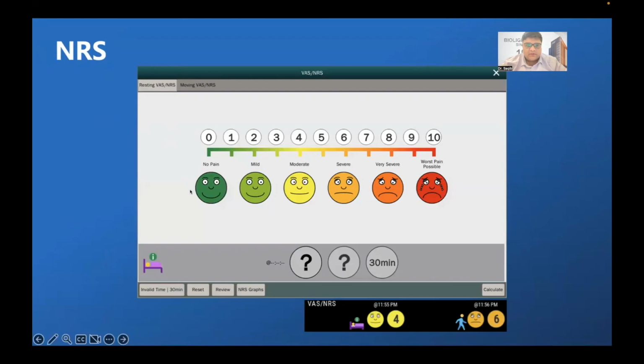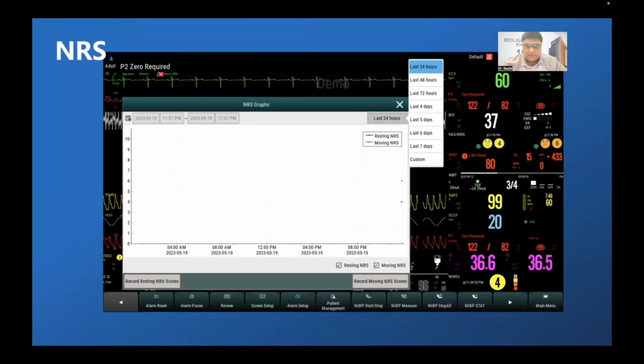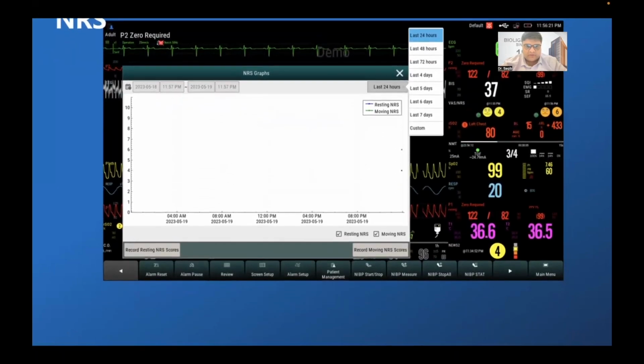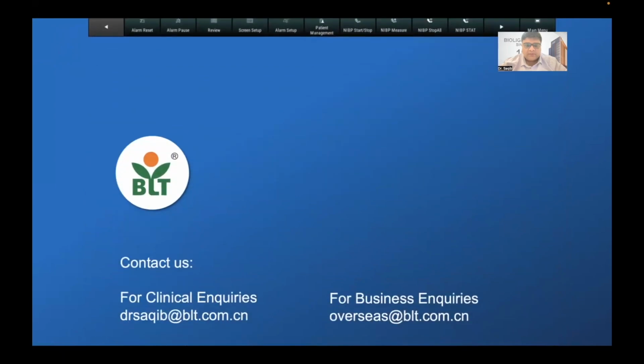This is a visual assessment score or numerical rating scale over here. So the patient can choose how they feel, or they can tell you what to choose based on how much pain they have. And this is mostly for either post-anesthesia care unit or ICU. And we even have graphical charts for them. So you should be able to monitor the trends. And a new feature coming up is the call score.